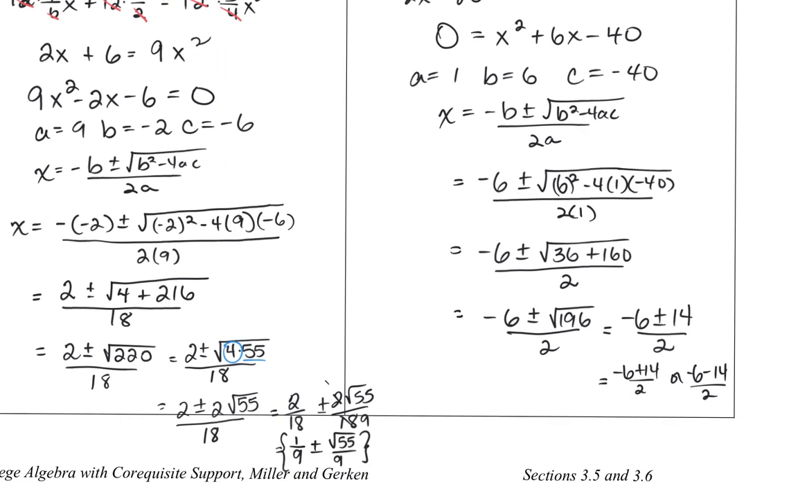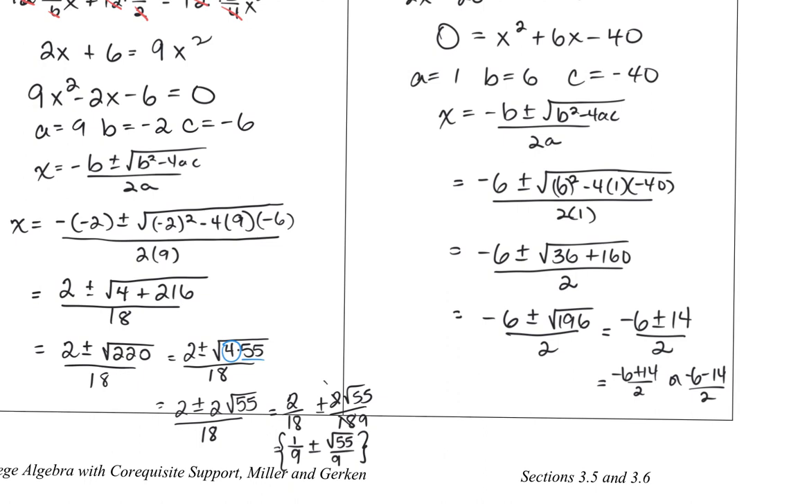Well, negative 6 plus 14 is 8 divided by 2, which is 4. And negative 6 minus 14 is negative 20 divided by 2, which is negative 10. And right up here, we could have factored this, right? x plus 10, x minus 4 equals 0. And we would have gotten negative 10 and 4 as our two solutions, right? So bottom line is the quadratic formula always works. If you can factor it, it's quicker, right?